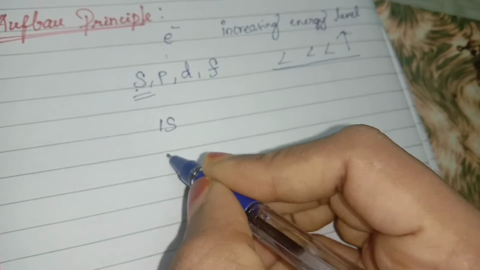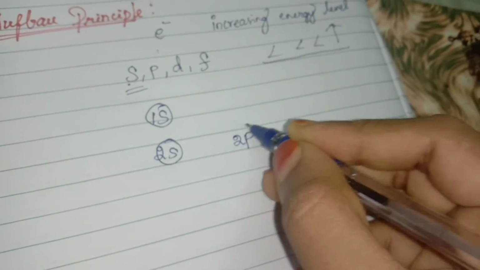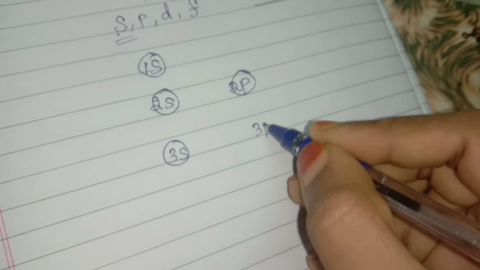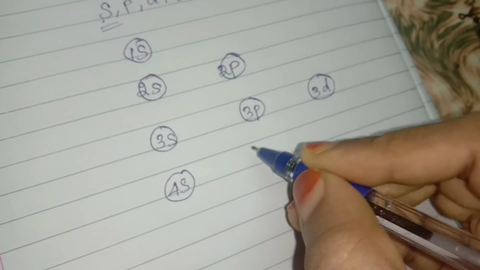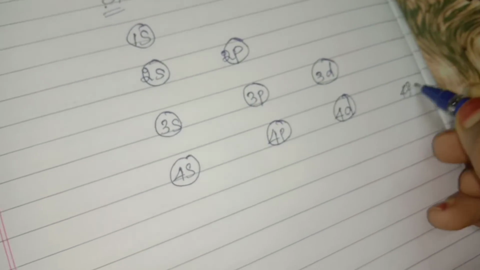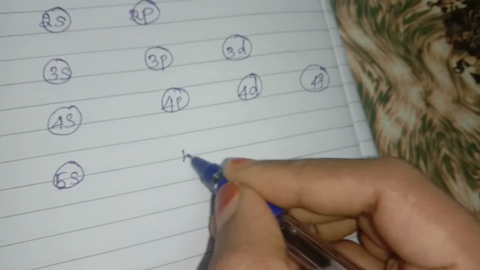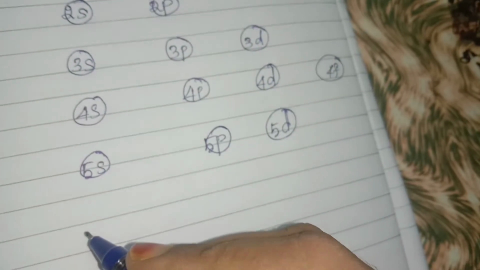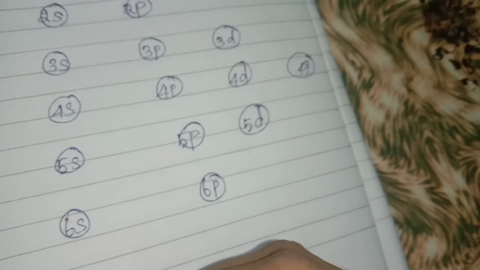1s orbital, 2s orbital, 2p orbital. Write the circle here. You can easily draw this diagram. 3s orbital, 3p orbital, 3d orbital, 4s orbital, 4p orbital, 4d orbital and 4f orbital. Then 5s orbital, 5p orbital, 5d orbital, 6s, 6p and 7s.